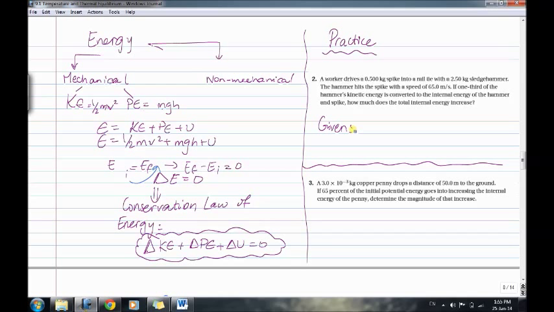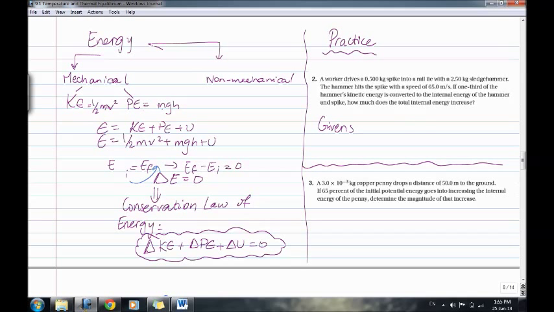Now, we have some practices. First of all, let's read the question. A worker drives a 0.500 kilogram spike into a rail tie with a 2.50 kilogram sledgehammer. The hammer hits the spike with a speed of 65 meters per second. If 1/3 of the hammer's kinetic energy is converted to the internal energy of the hammer and spike, how much does the total internal energy increase?